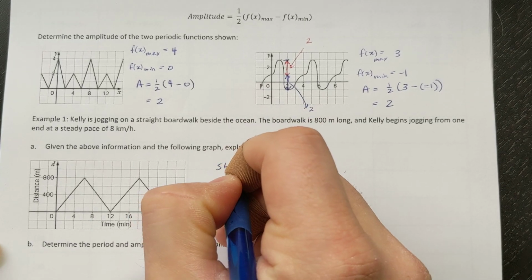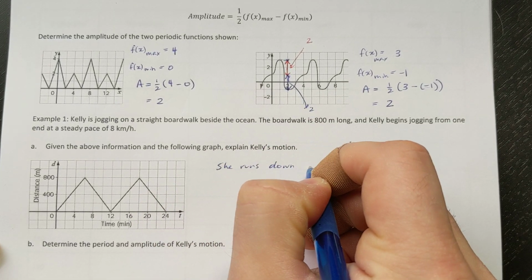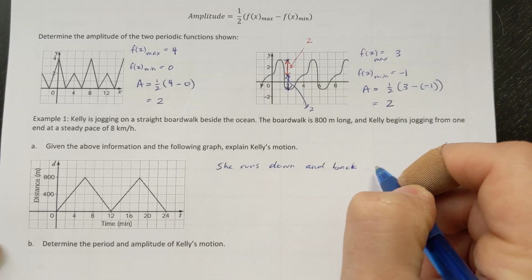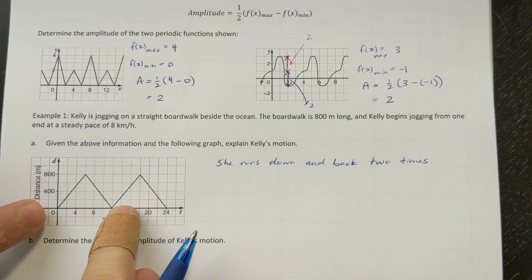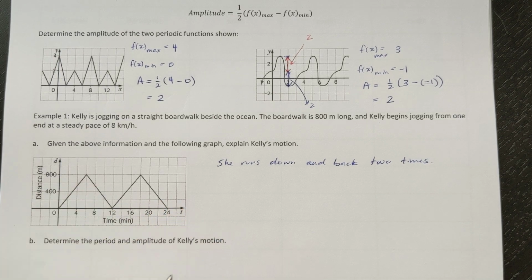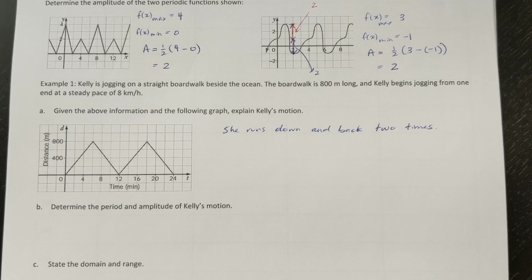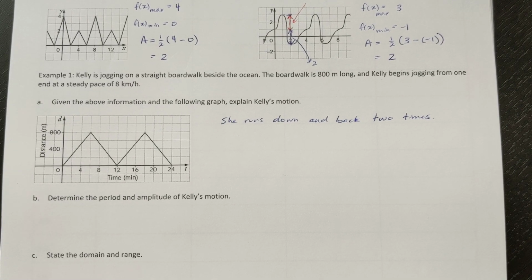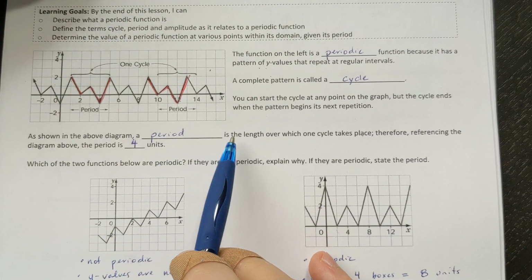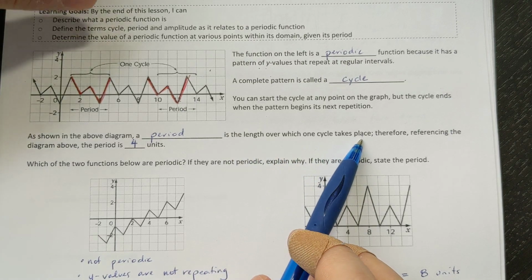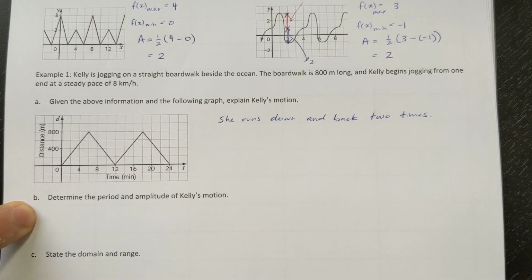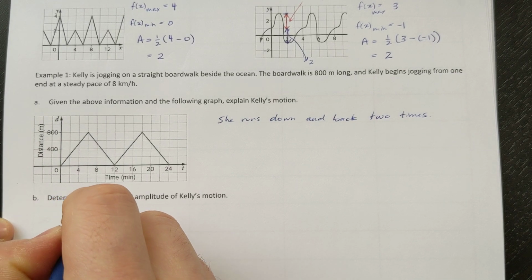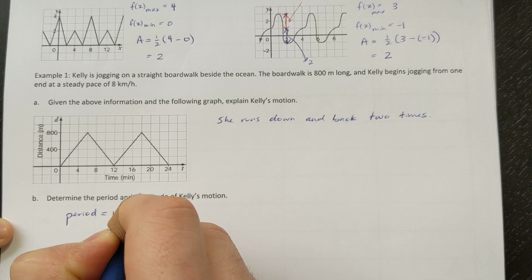So she runs down and back 2 times. Okay. So if we were to talk about a periodic function, this is a cycle, that's a cycle, so she has 2 cycles. So determine the period and the amplitude of Kelly's motion. Well, let's just remember, what is a period defined as? A period is defined as the length over which one cycle takes place. So as you can see, I said this is one cycle right here. So the length over which one cycle takes place, the period is 12 minutes.